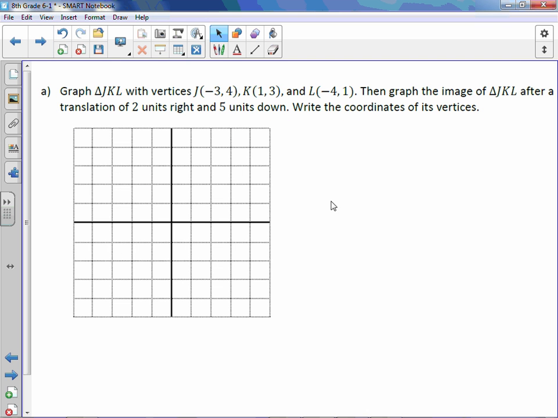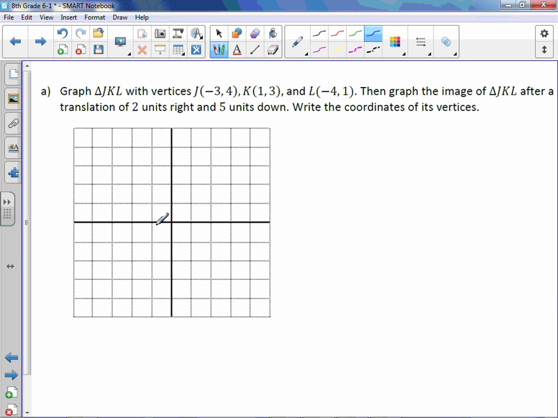Complete the following problems. Graph triangle JKL with vertices J (-3, 4), K (1, 3), and L (-4, 1). Then graph the image of triangle JKL after a translation of 2 units right and 5 units down. Write the coordinates of its vertices. So the first thing is to graph these points.